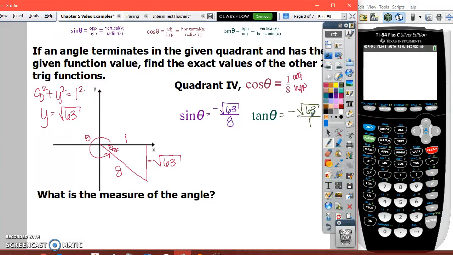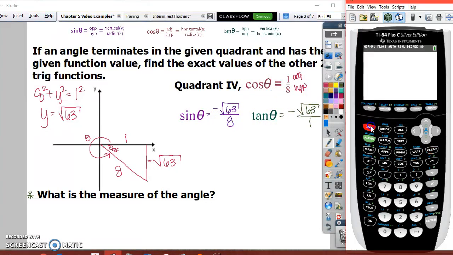From here, this will be a bonus on your test. We're asked to find the measure of the angle theta. And so I know that this angle is going to have to be larger than 270. I could use any of the inverse functions here since I know all of the ratios. So I'm going to go ahead and just use the original one, and I'm going to do the cosine inverse of 1 over 8.